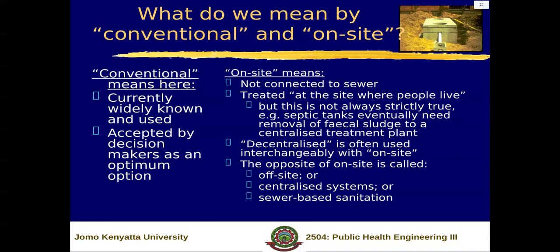I think I did see this already, that the term decentralized is used interchangeably with the word on-site. Now, when we talk about on-site treatment systems, we are talking about water. In this instance, and I'll come to that hierarchy, we are mostly thinking about water-based or waterborne sanitation, because you could have things like pit latrines, which are on-site, but they are not water, they are hygiene methods. But here we are talking about wastewater.